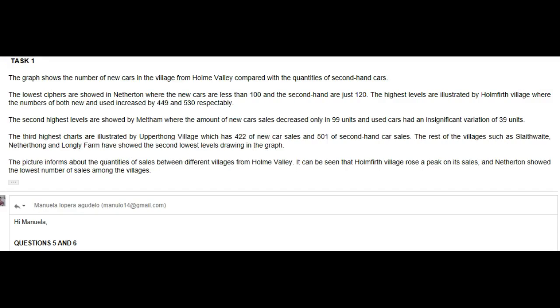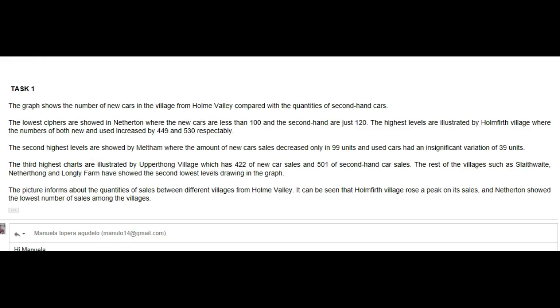Okay, Manuela, so your task 2 was very nice. Just pay attention to the grammar errors that we spoke about. So let's go on to your task 1. "The graph shows the number of new cars in the village from Home Valley compared with the quantities of second-hand cars. The lowest ciphers are showed in Netherton, where the new cars are less than 100 and the second-hand are just 120." I'm not sure what you mean here by ciphers.